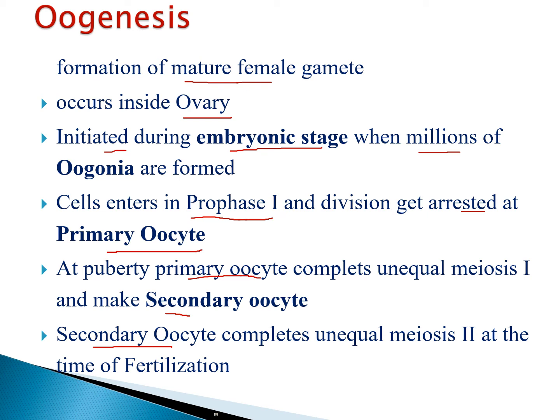So here we can identify that in spermatogenesis, meiosis 1 and meiosis 2 go in a subsequent manner, while in oogenesis, meiosis 1 and meiosis 2 have a lot of time difference.